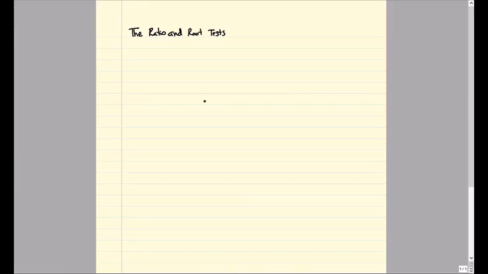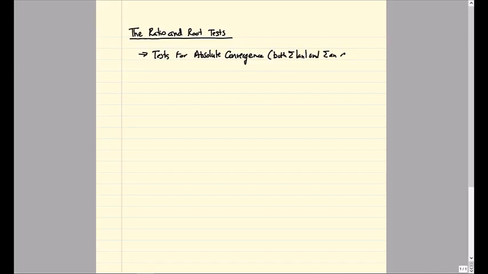We're going to be looking at a last set of tests to determine whether a series converges or diverges. There's two tests here, the ratio test and the root test. Both of these are tests for absolute convergence. So they will tell you that it converges absolutely. And of course, if it converges absolutely, that means also that the series itself converges. So both the absolute value and the series itself converges is what that means.